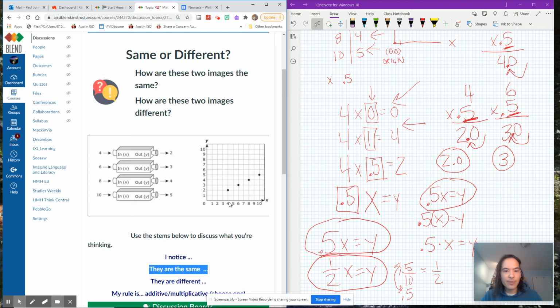4, 2, there's 4, 2. 6, 3, there's run 6, jump 3. 8, 4, there's run 8, jump 4. 10, 5, there's run 10, jump 5. They match, so they are the same.